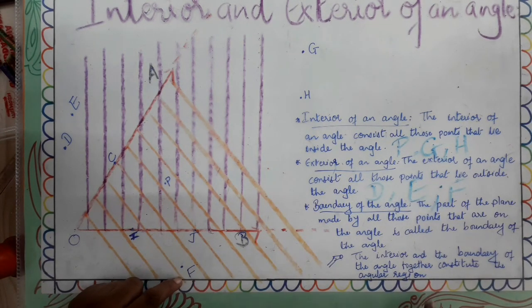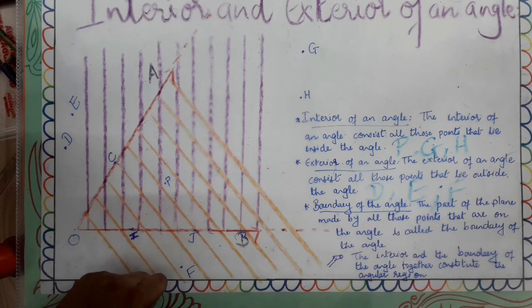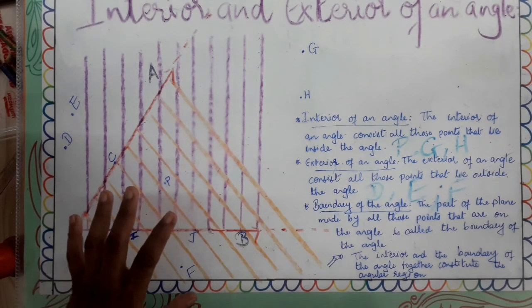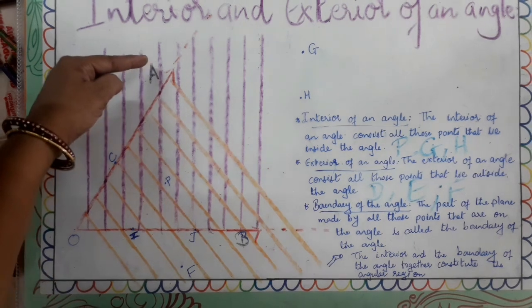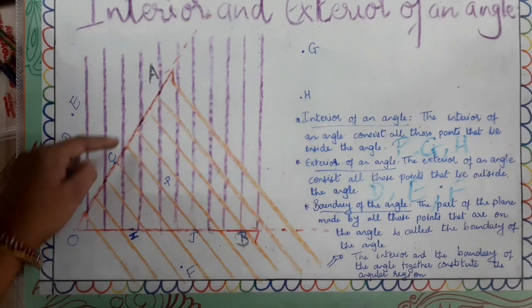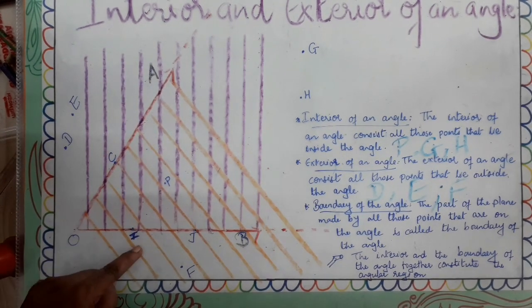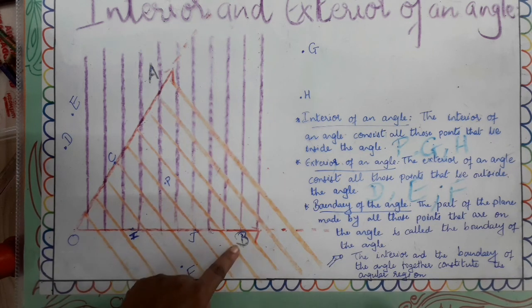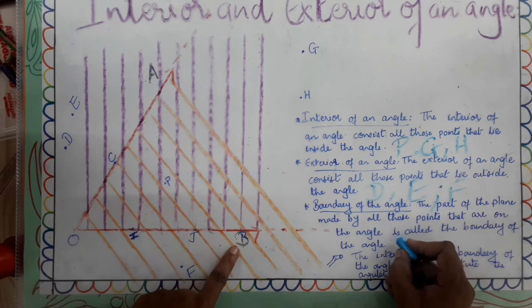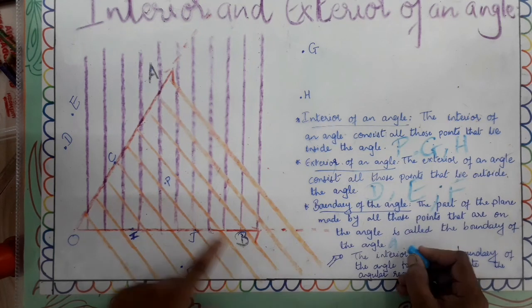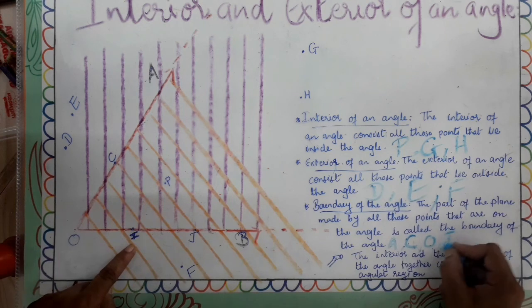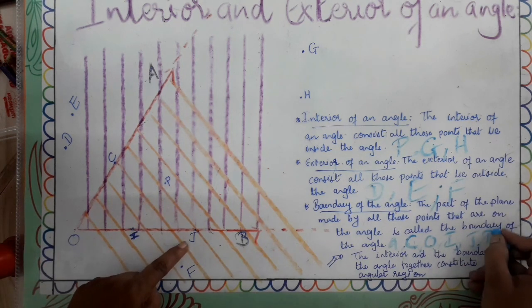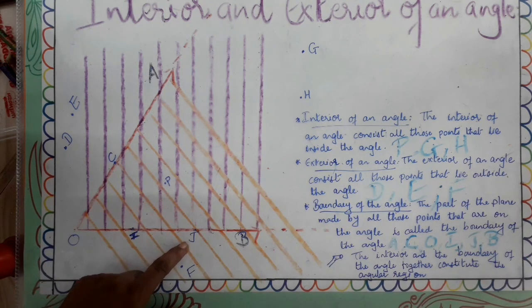Now which are the boundary points? So the part of the plane made by all those points that are on the angle. So which are the points on the angle? Here you can see points A, C, O, I, J, B. They are all boundary points. So here I can write it as A, C, O, I, J and B. They are all boundary points.